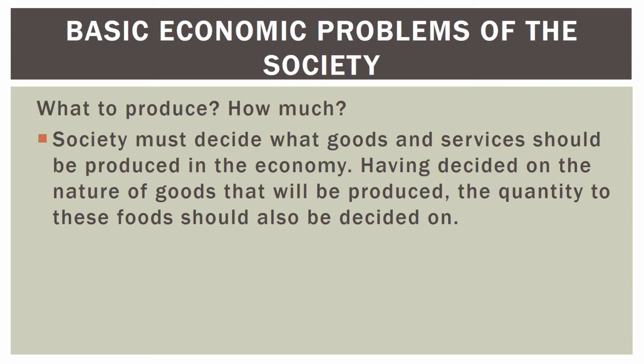Basic economic problems of the society. First, what to produce and how much. Society must decide what goods and services should be produced in the economy. Having decided on the nature of goods that will be produced, the quantity of these goods should also be decided on.